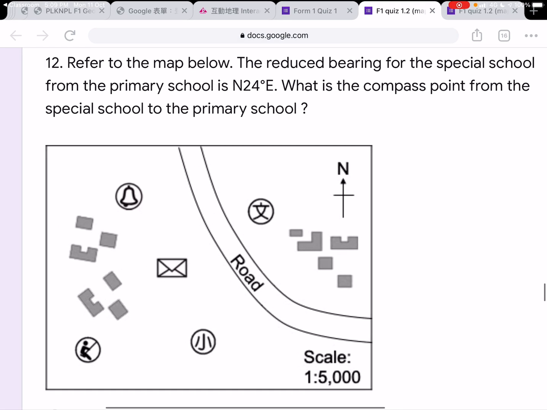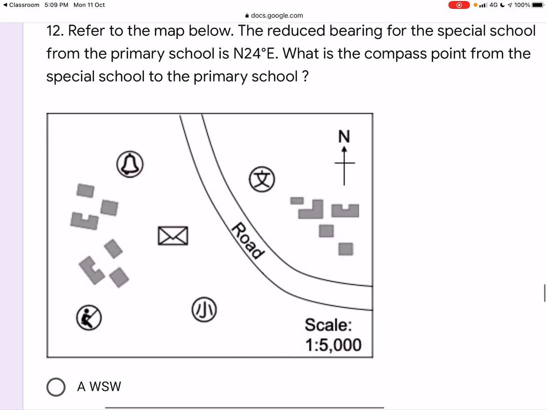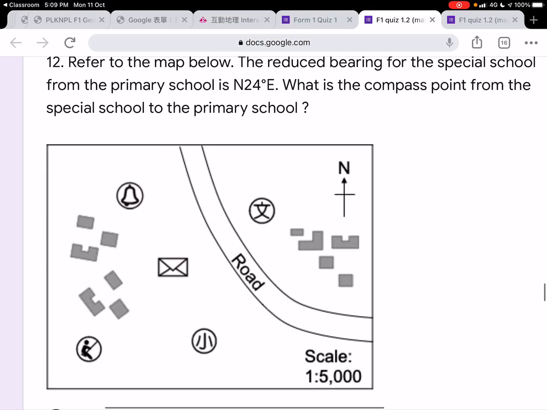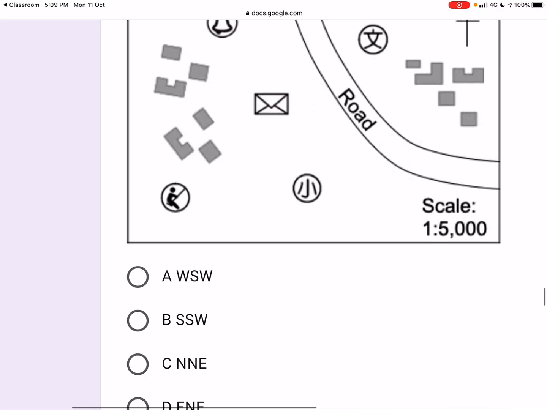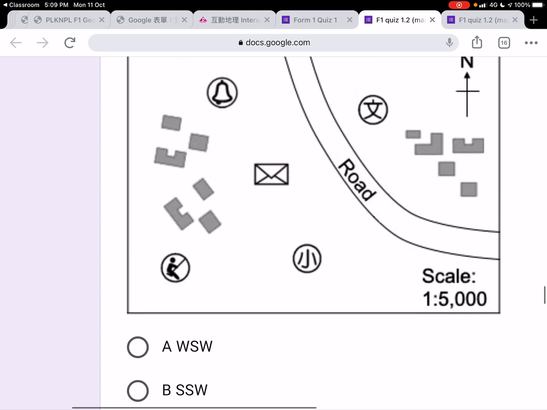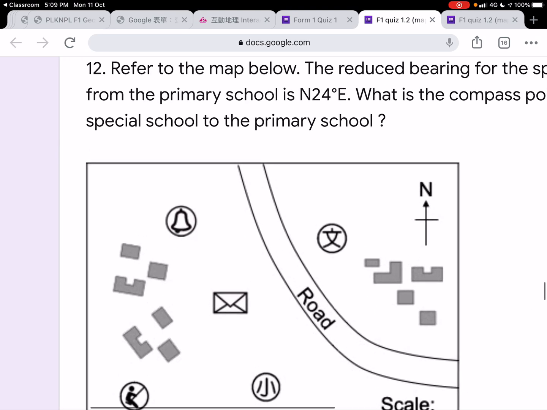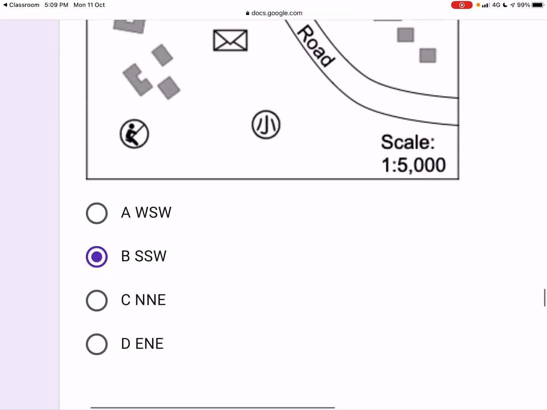What are the compass points from the special school to the primary school? So it's going to be the vice versa of north 24 east, okay? So it should be SSW, because it should be the opposite of north 24 east, then it should be SSW, okay?